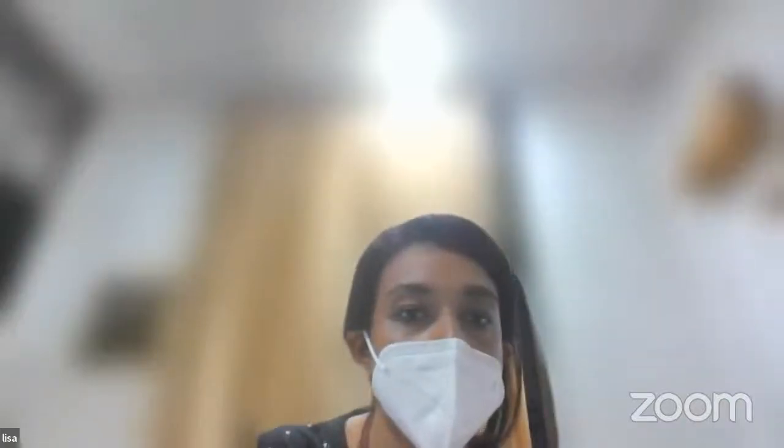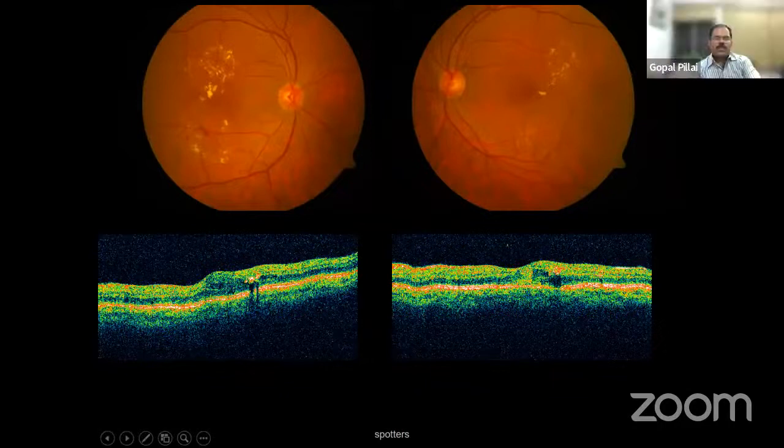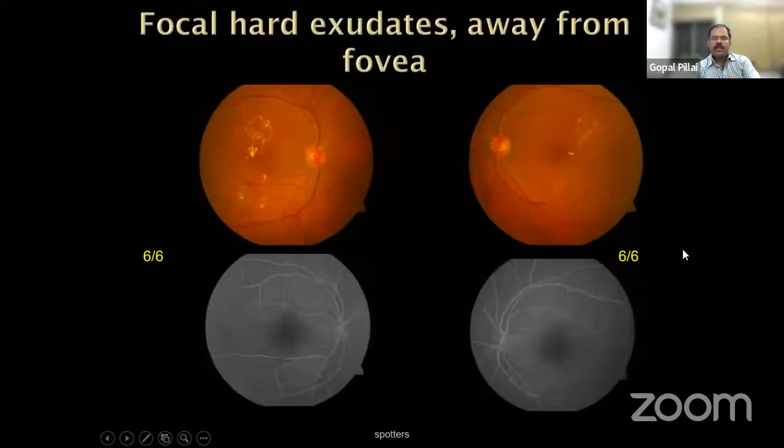Right now, let us talk about how you will treat. How would you like to treat this patient? I would go with the intravitreal injection, sir. What is the vision of the patient? Vision of the patient is 6/6 in the right eye, 6/6 in the left eye.